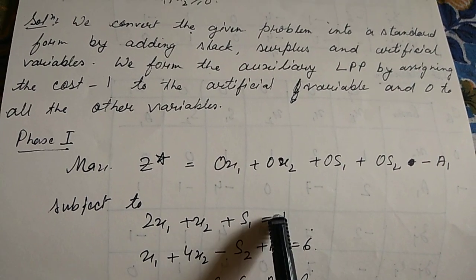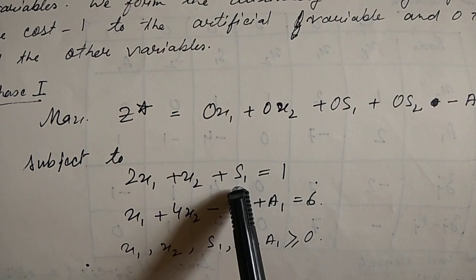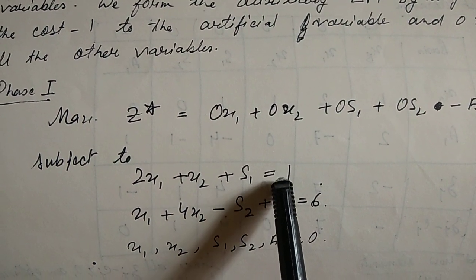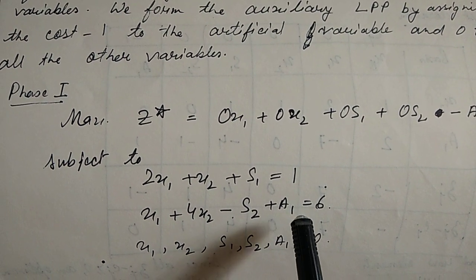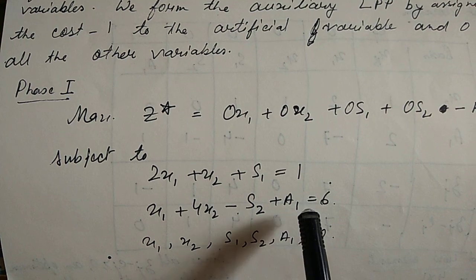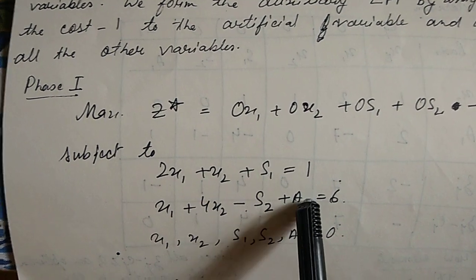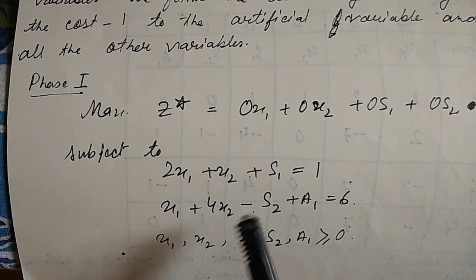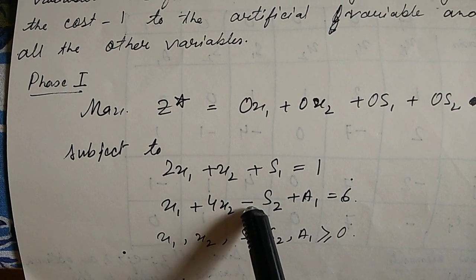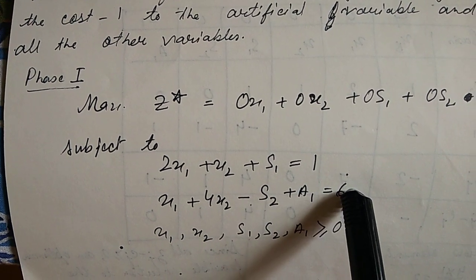In the first constraint there was a less than sign, so we will introduce one slack variable and write equals to 1. In the second constraint there was a greater than or equal to sign, so we will deduct the surplus variable and add one artificial variable, just like in the big M method. So we write -s2 plus a1 equals to 6.